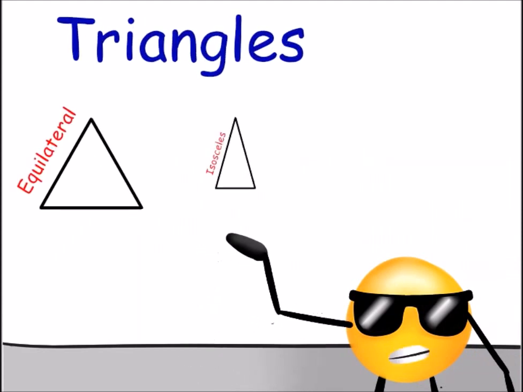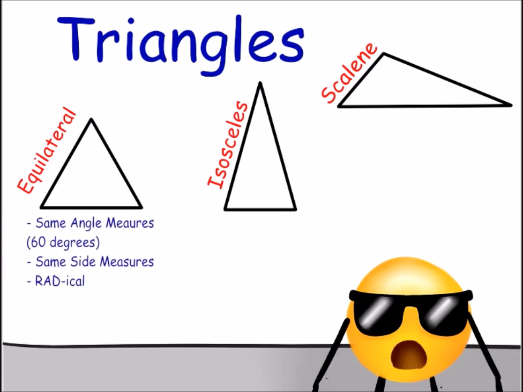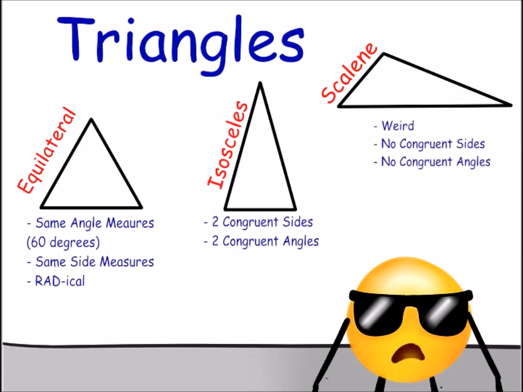There are three types of triangles: equilateral, isosceles, and scalene. An equilateral triangle has all the same angle measures, which equal up to 60 degrees, and all of the sides are congruent. That's radical. Isosceles triangles have two congruent sides and two congruent angles. Scalene triangles are weird. None of their angles or sides are congruent.